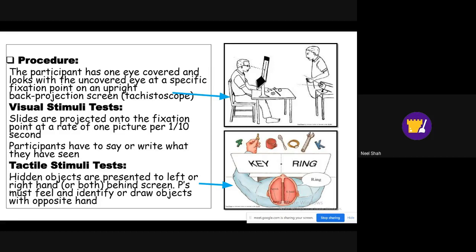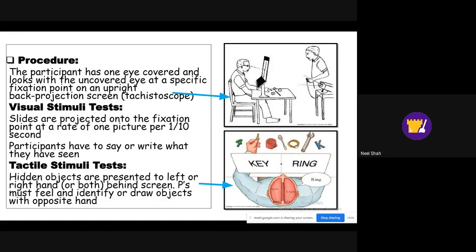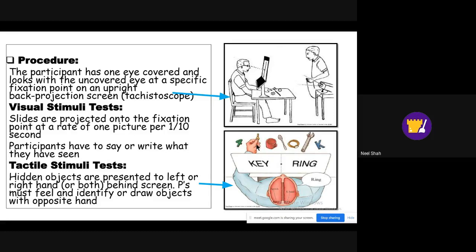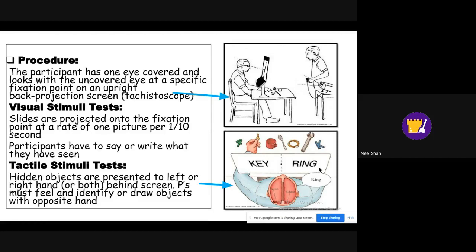Okay, so first they had this visual stimuli test, where they had to look, and then they had a tactile stimuli test. Tactile means they had hidden objects on either their left hand, right hand or both hands. They had to feel and identify or draw these objects with the opposite hand. You can see the picture here. For example, let's say someone picked up a key in the left hand, but then would have to identify it with the opposite hand, or draw what the key was. Okay, so never with the same hand.